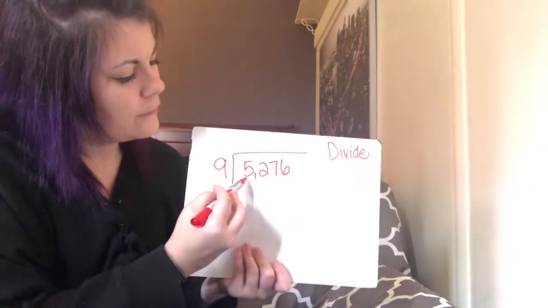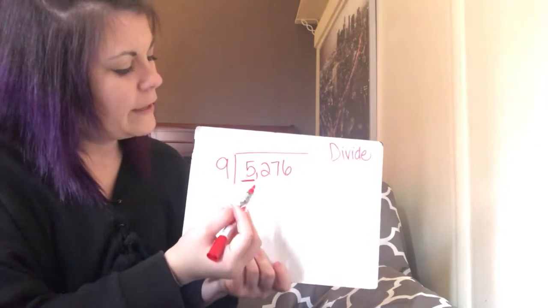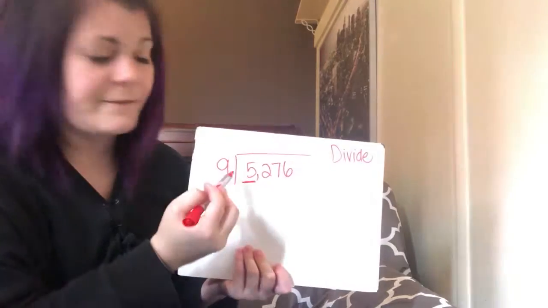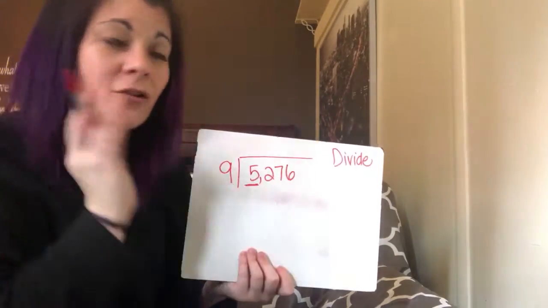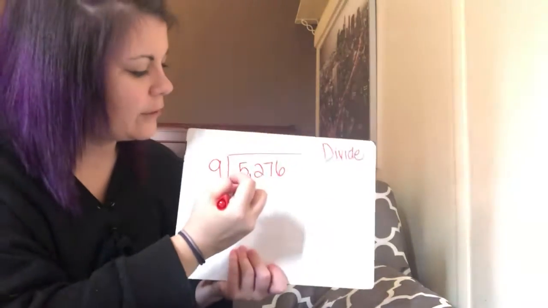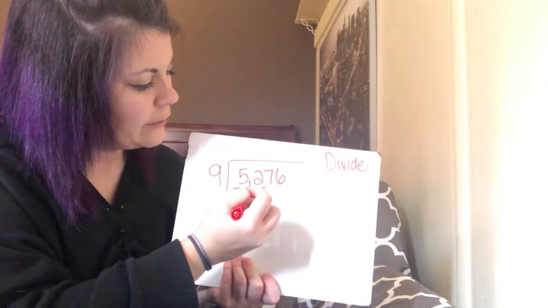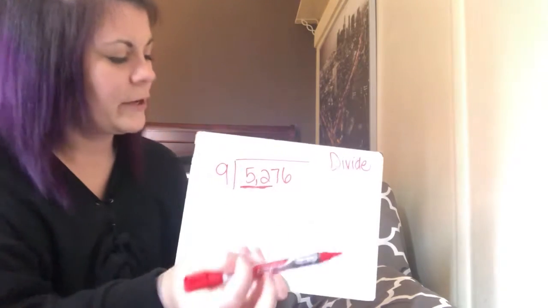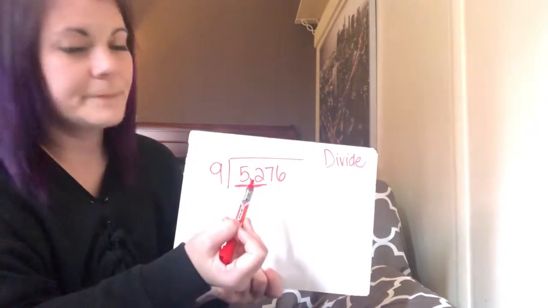But let me say, you start with the first digit and you say, what is 5 divided by 9? Can 9 go into 5? Well, it can't. So you move on, because it can't go into it. You continue until that number can go into it. So now we're doing 52 divided by 9.